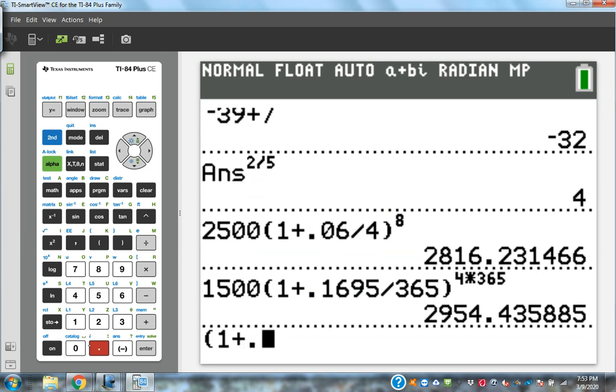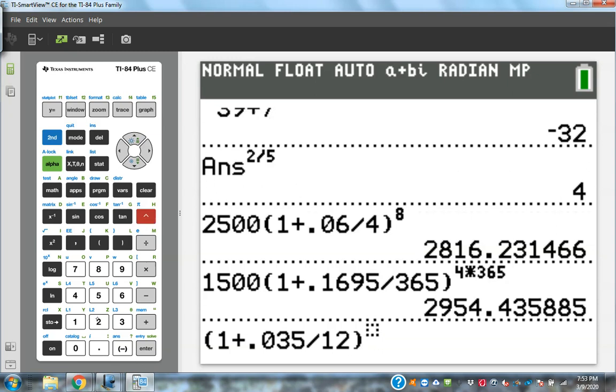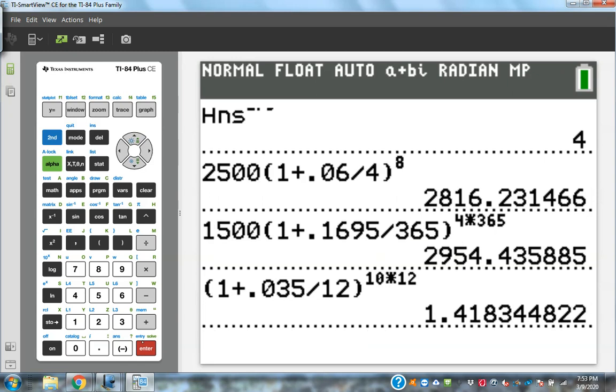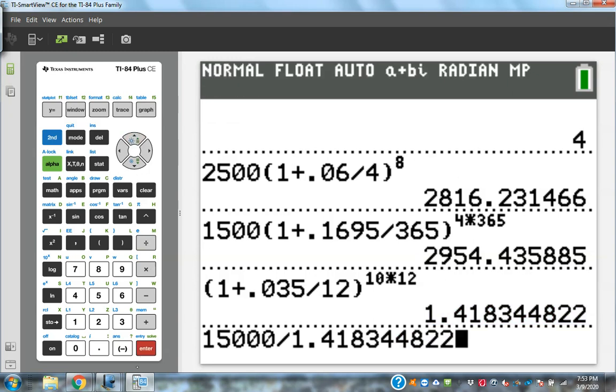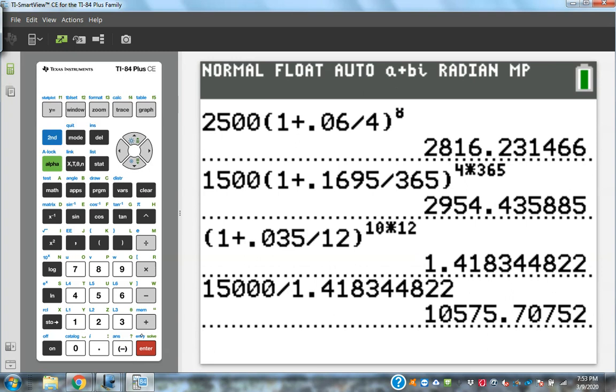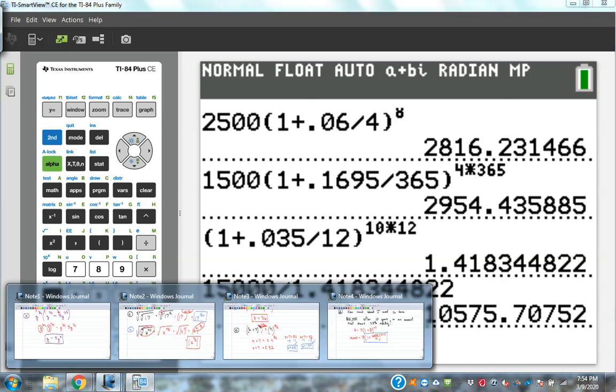Parentheses 1 plus 0.035 divided by 12 raised to the 10 times 12. That's that number. I'm going to divide 15,000 by that number. To have 15 grand after 10 years, I've got to have $10,575.71 to put in there to begin with. Okay. At that interest rate.